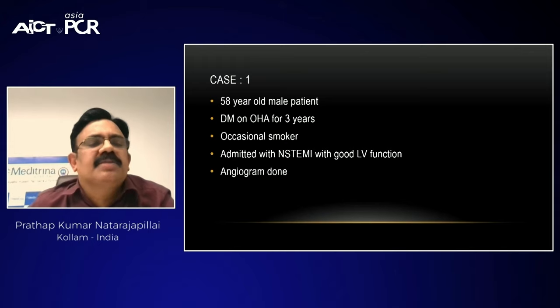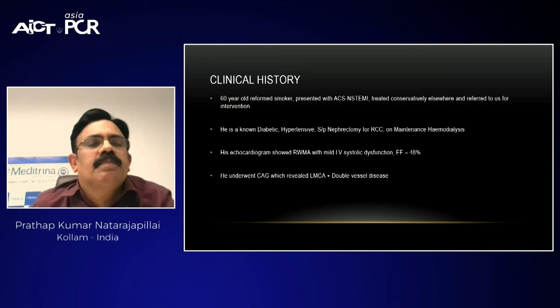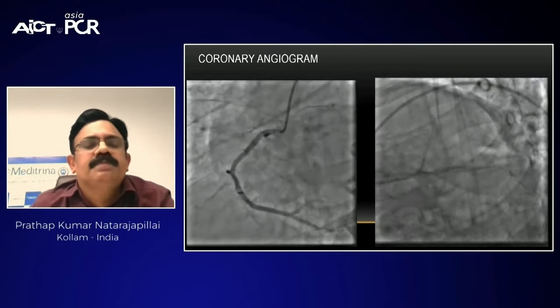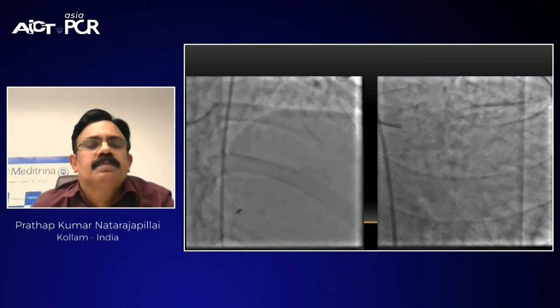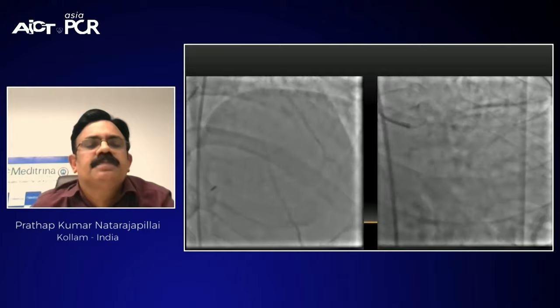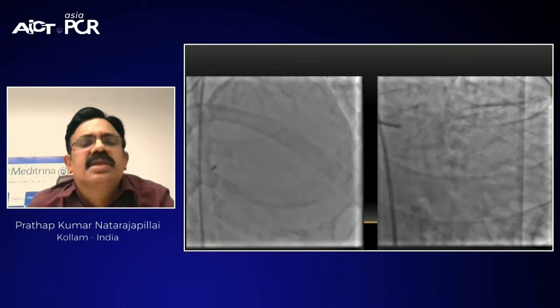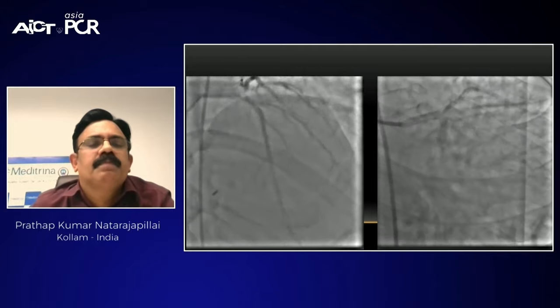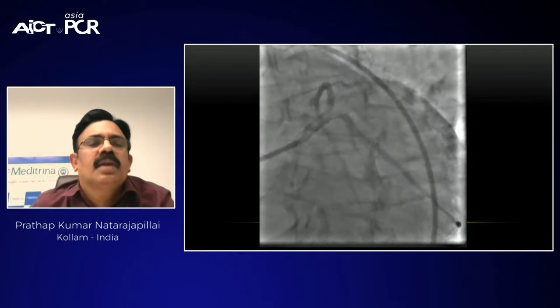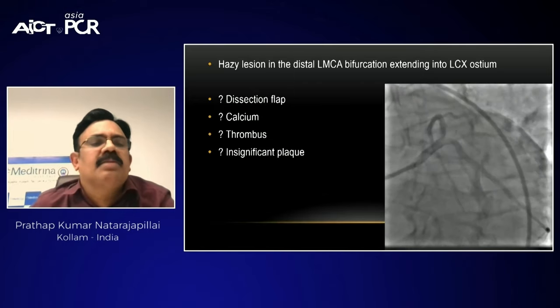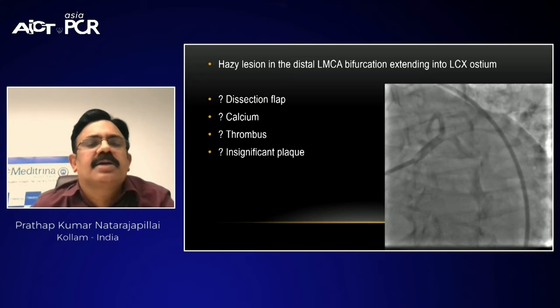We'll go to the first case. It's an NSTEMI with good LV function. We'll go into the slides. The left system is showing a significant blockage. Next. We can see there is a problem in the distal LMCA. You can see an abnormality or irregularity. It can be a dissection flap, calcium, thrombus, or insignificant plaque.